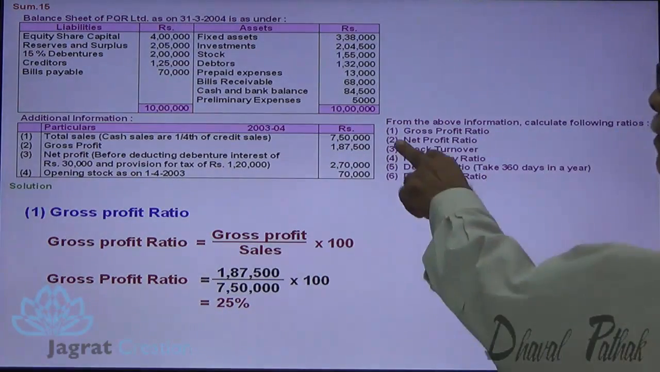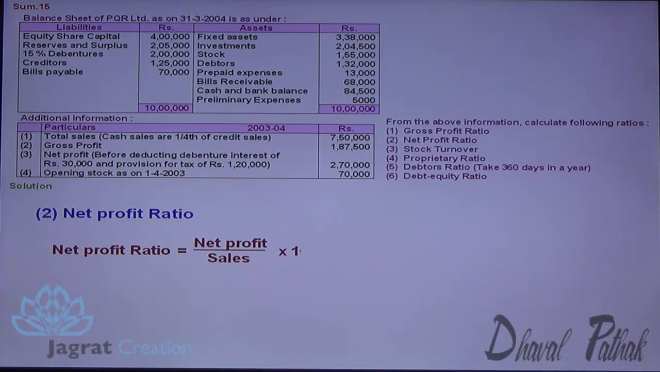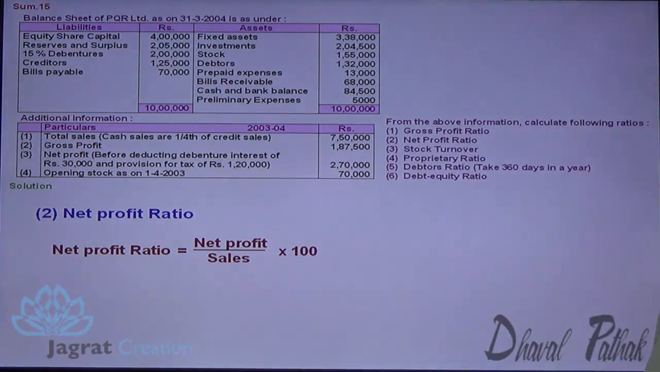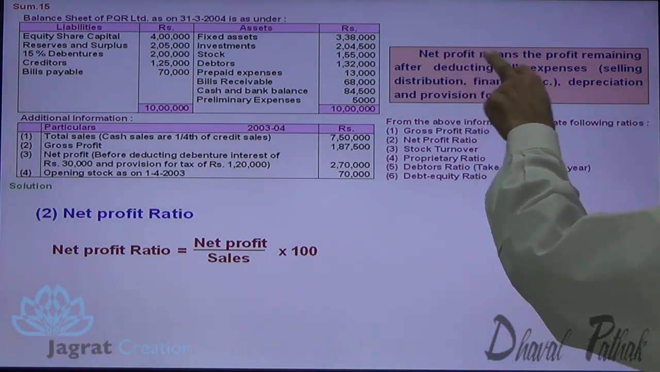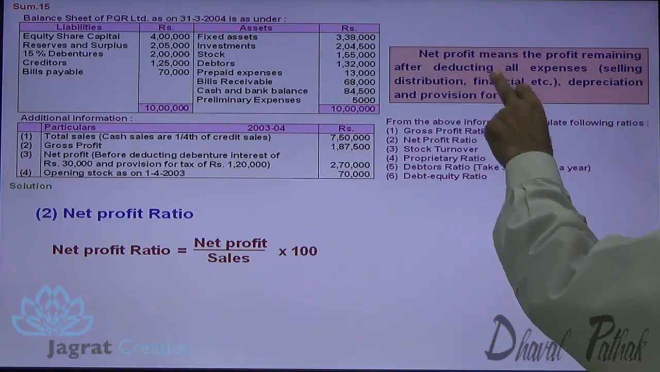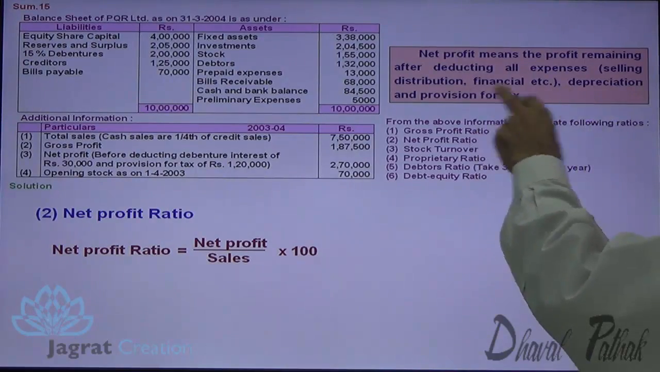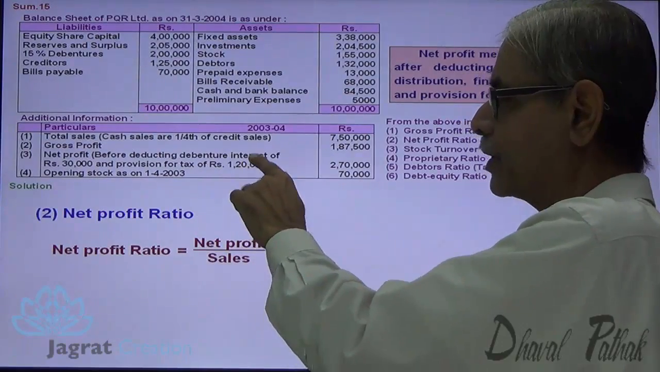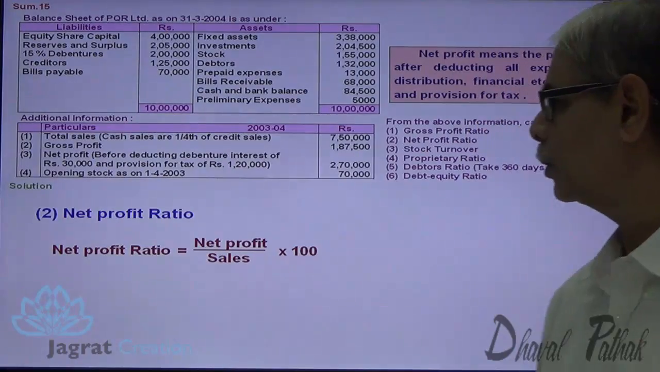Next, net profit ratio. Formula: net profit divided by sales into 100. This is an operating profit. Now, notice this important note. Net profit means profit remaining after deducting all expenses: selling, distribution, financial, depreciation and provision for taxation. If financial expense is not deducted, and provision for taxation is not deducted, then deduct them and find the net profit. Then work out the net profit ratio.